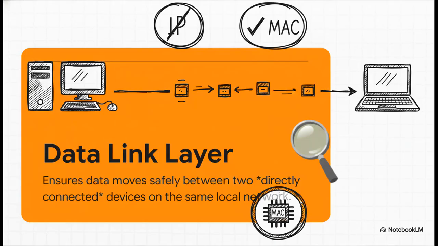And you're absolutely right, it doesn't. That's where the data link layer steps in. This layer is all about local delivery. It uses a physical MAC address, which is a unique serial number literally burned into your device's hardware, to move data between devices that are on the exact same local network.